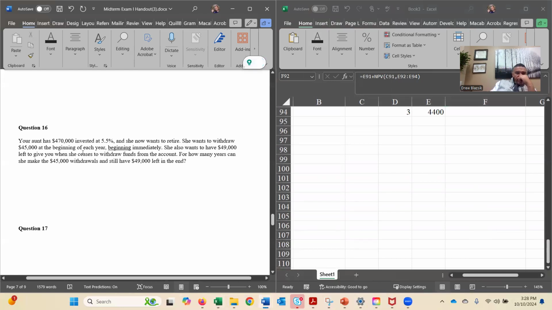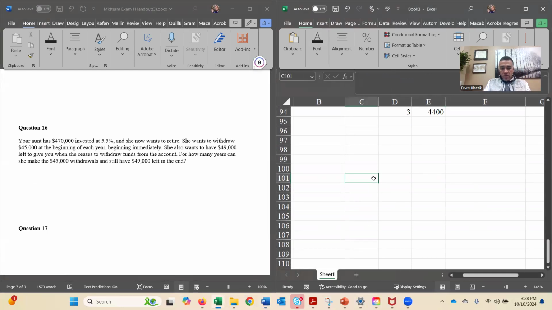Your aunt has 470,123 invested at 5.5%. I'm going to put the interest rate right here. Invested, that's negative, right? Because you do not have that money right now. She wants to withdraw 45,000 beginning of each year, beginning today. That's positive. So this is going to be present value. She wants to withdraw this every year. That's PMT. That's an annuity. It's an even amount.